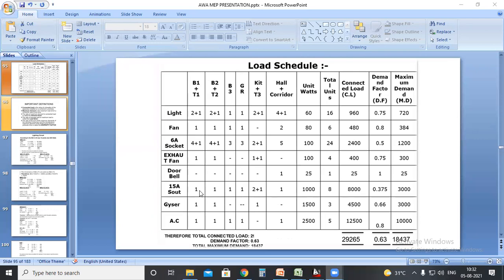As you calculated the total number of light circuits, I want you to calculate the power circuits also. So I can help. Bedroom 1 and bedroom 2 have 3 numbers each. Bedroom 3 has 2 numbers. Guest room has 2 numbers. Like that, can you calculate the total power circuits?